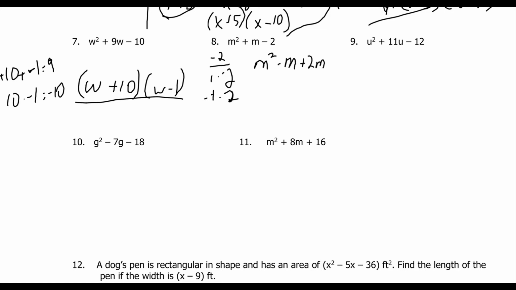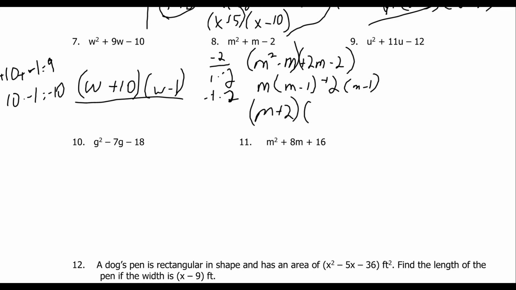plus 2m minus 2. We go ahead and break this apart, and we go m on the outside of m minus 1. And we're going to take a 2 out of the second piece here. We're going to go plus 2 there. And that's going to leave us with m minus 1 on the inside. So we got m plus 2 and m minus 1. And there we have it.